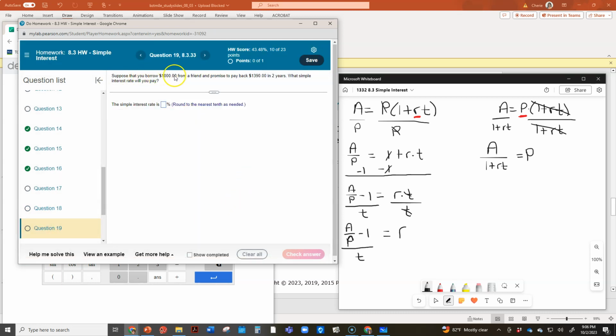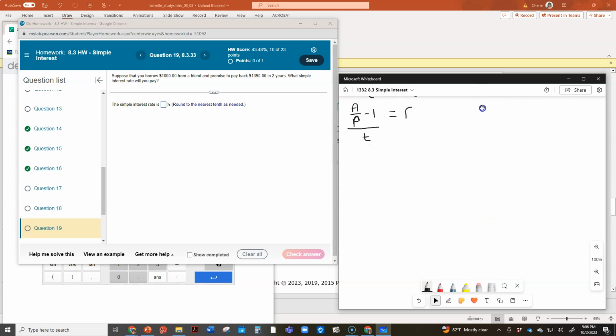Suppose you borrow $1,000 from a friend and promise to pay back that. What is the simple interest rate? So you could use this formula right here. Since we've already solved for R, you could totally use that formula. So let's use that formula. Let's hide all that mess. There's the formula. So what do I need?